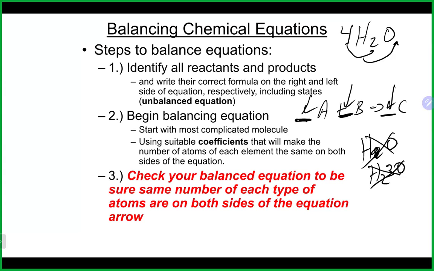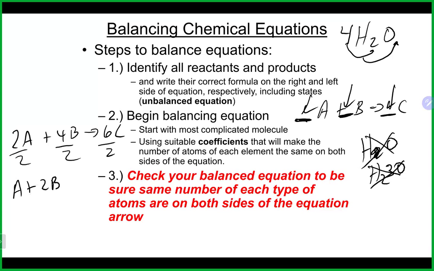So whole numbers are pretty straightforward. They always got to be whole numbers. The simplest set of whole numbers means something like this. If I balance this equation, 2a plus 4b goes to 6c, let's just assume it's balanced. I could do what with all those numbers? I could divide them all by 2 and still get whole numbers. And that's what you would want to do. And your properly balanced equation in this case would look like this, for example.